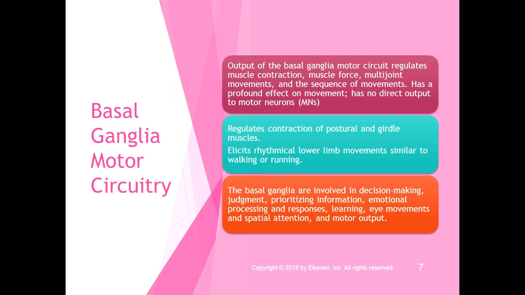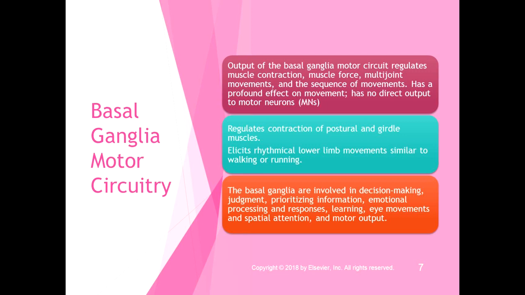So the basal ganglia motor circuits regulate muscle contraction, muscle force, multi-joint movements, and the sequence of movements. The basal ganglia has a profound effect on movement, but it has no direct output to motor neurons. It exerts its output through the motor thalamus, which then influences the prefrontal cortex. The basal ganglia regulates contraction of postural and girdle muscles. It elicits rhythmical lower limb movement similar to walking or running. So that's the motor part of the basal ganglia.